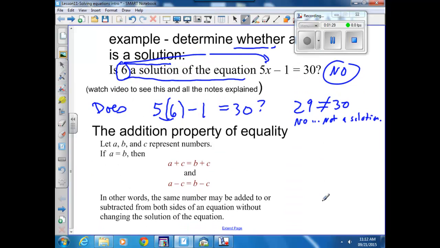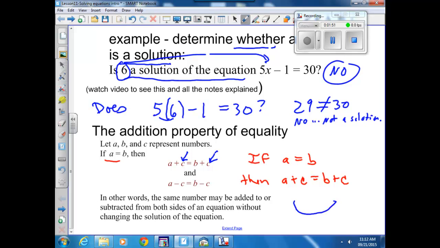Now, let's go a little deeper, the addition property of equality. If A equals B, then A plus C equals B plus C. And that's a fancy way of saying if I add something to one side of the equation, I must add it to the other to keep things fair and balanced.